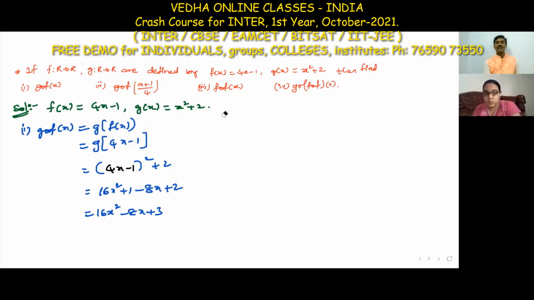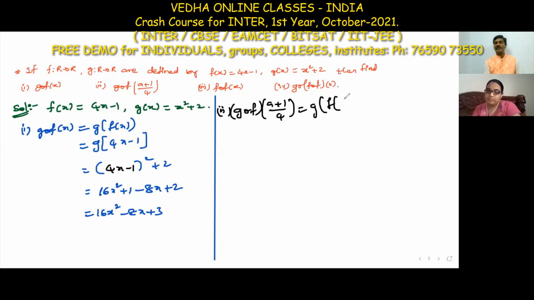Yes. Okay, so now we'll go to the next one. What is the second one in this? g circle f of a plus 1 by 4, sorry, a plus 1 by 4. Here also if you open, g of f of a plus 1 by 4.